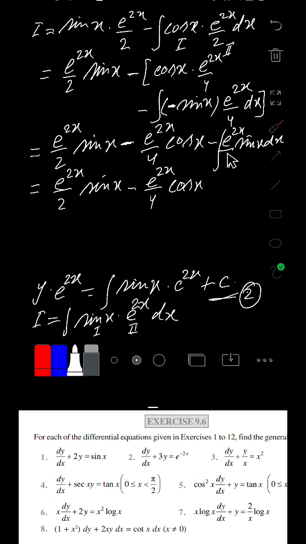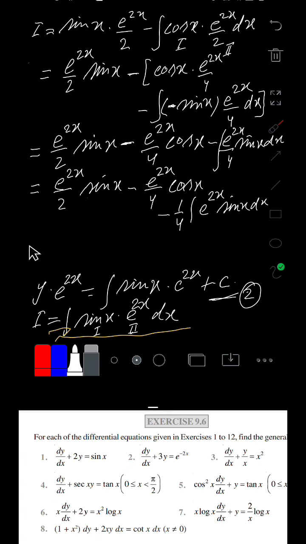And in this integrand, we may take 1 upon 4 out of the integral, because this is a constant coefficient, so minus 1 upon 4 integral e raised to the power 2x sine x dx. If we observe this integral, this is identical to this integral: e raised to the power 2x is there, sine x is there. So that means we may replace this integral as I, because we have assumed this integral as I.